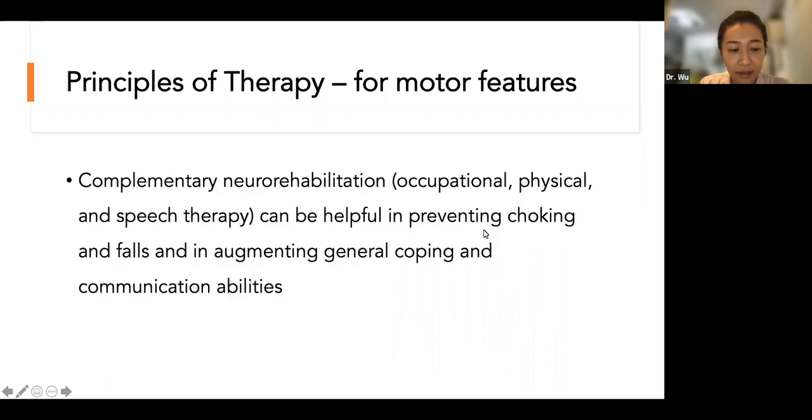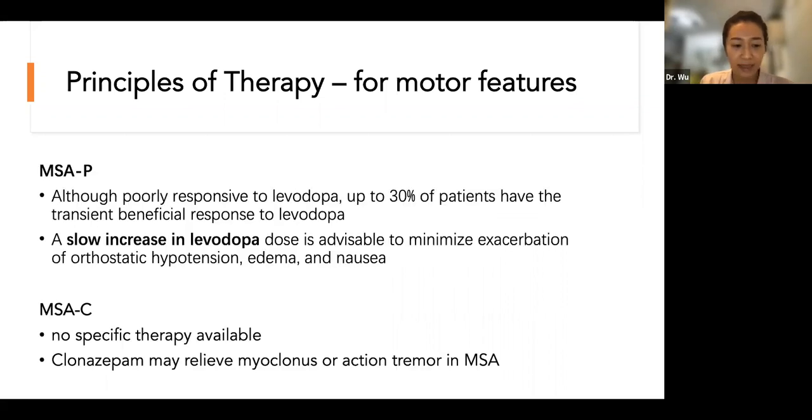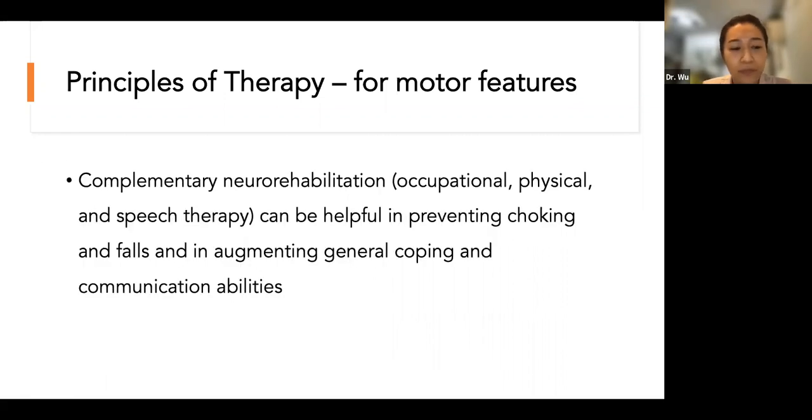In patients diagnosed as the MSA-C type, there is no specific therapy available, but clonazepam may relieve the myoclonus or action tremor in MSA. There is also some complementary neurorehabilitation that can be helpful in preventing choking and falls, and in augmenting general coping and communication abilities.